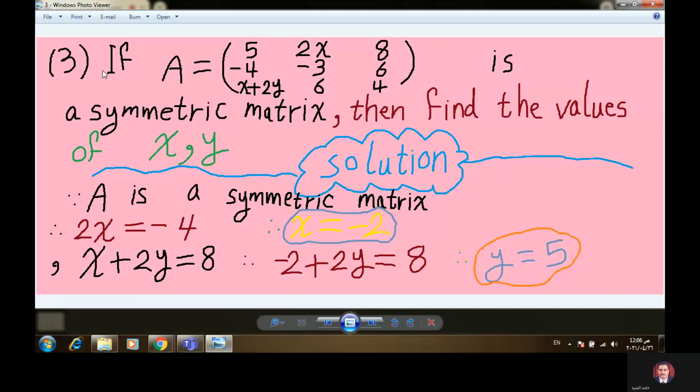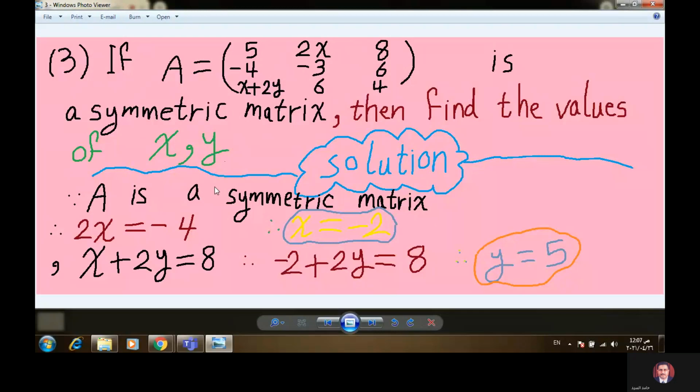Number 3. If A equal this matrix of elements 5, 2x, 8, negative 4, negative 3, 6, x plus 2y, 6, and 4 is a symmetric matrix, then find the values of x and y.